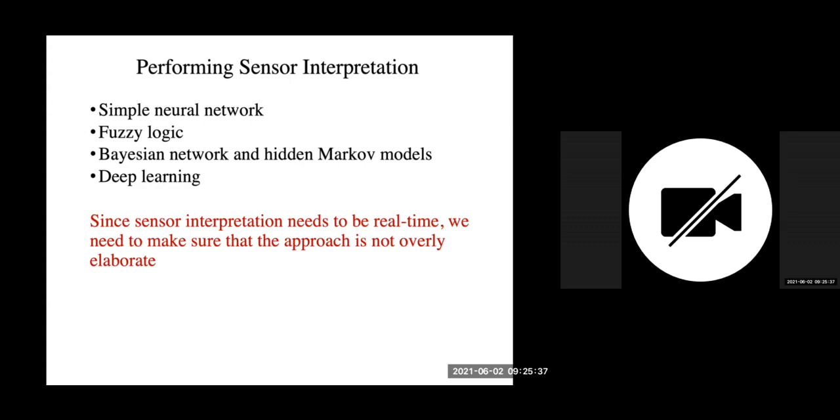Because the sensor interpretation typically needs to be real time, especially for the operational robots, we want to make sure that the approaches we apply won't be very comprehensive or very time consuming. Especially for deep learning, it's very powerful, but it may not be applicable for online use. So one typical approach people have developed is to reduce or shrink the size of the deep learning modules so they can be applied for onboard processing.